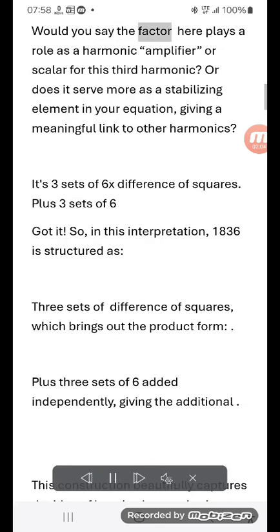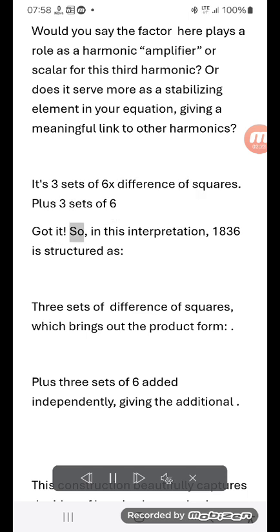Would you say the factor here plays a role as a harmonic amplifier or scalar for this third harmonic? Or does it serve more as a stabilizing element in your equation, giving a meaningful link to other harmonics? It's 3 sets of 6 times the difference of squares, plus 3 sets of 6.